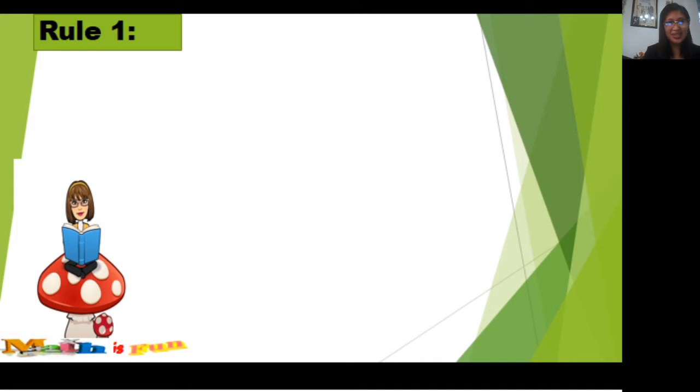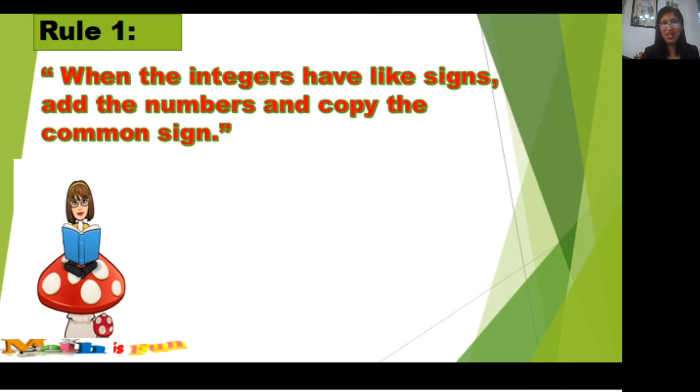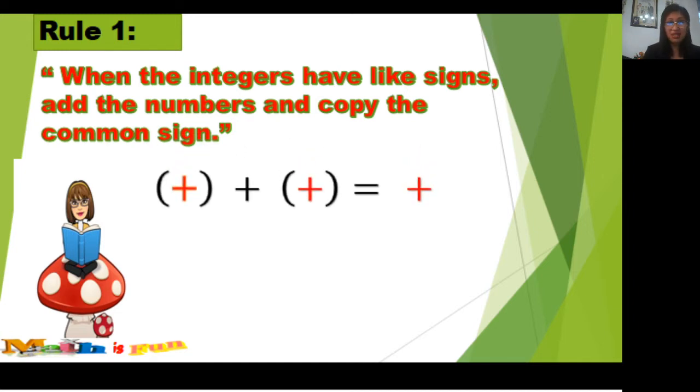Rule number 1. When the integers have like signs, add the numbers and copy the common sign. Having like signs means that the two integers are both positive, so when you add them, we have a sum of positive. Or the two integers are both negative, so the sum is negative.